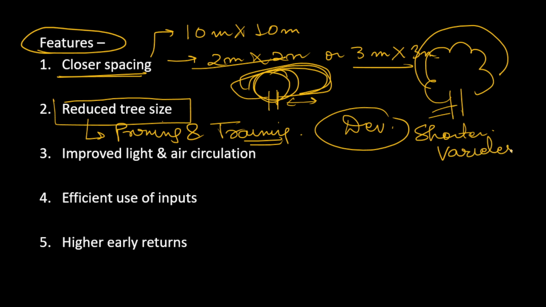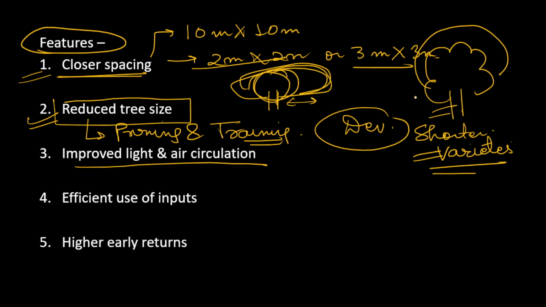So our aim is to plant fruit trees at closer spacing. We need varieties which are shorter, so that production is not affected. So this is what we have to do. Another feature: closer spacing, reduced tree size. Obviously there will be improved light and air circulation.